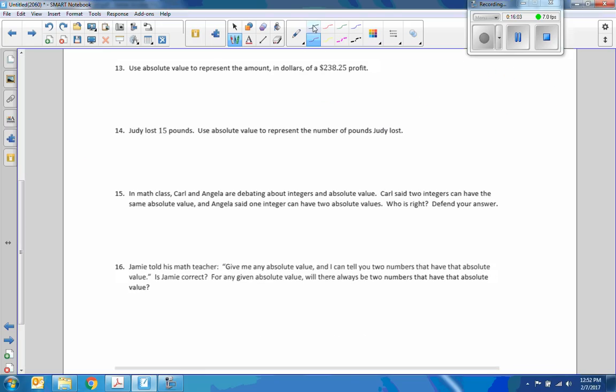13. Use absolute value to represent the amount in dollars of a $238.25 profit. Profit is a positive number, so you say the absolute value of $238.25 equals $238.25.